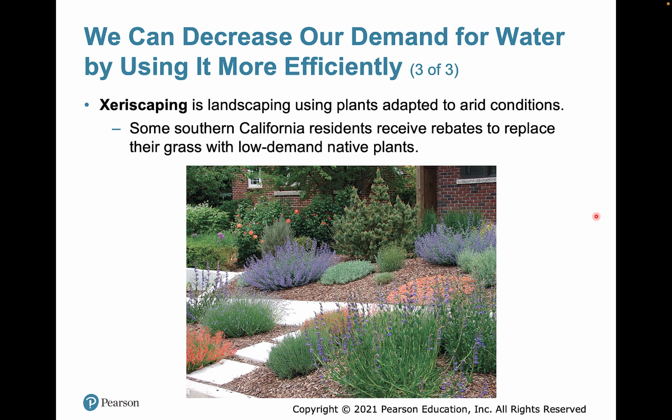Something else that they do in California is xeriscaping. They use low-demand native plants, and in some places, if you plant using xeriscaping, right, you're going to get a tax rebate because you don't have to water your front yard as much as somebody who's planted grass.